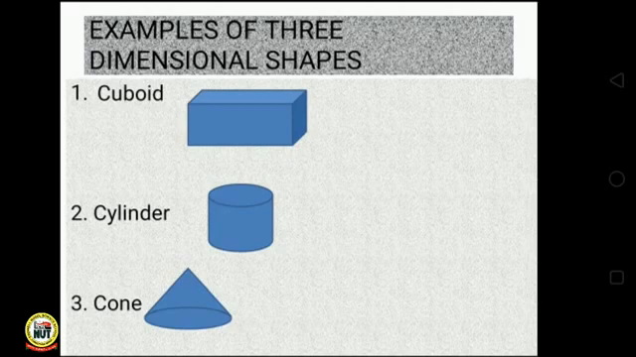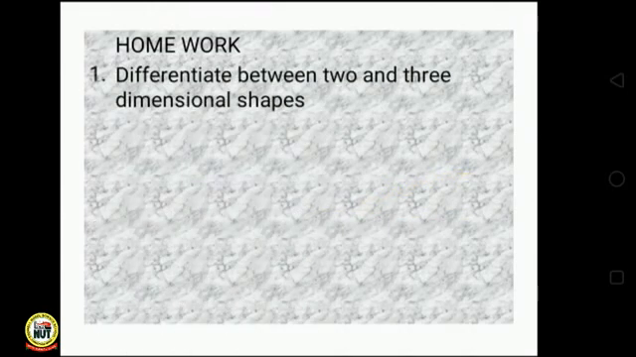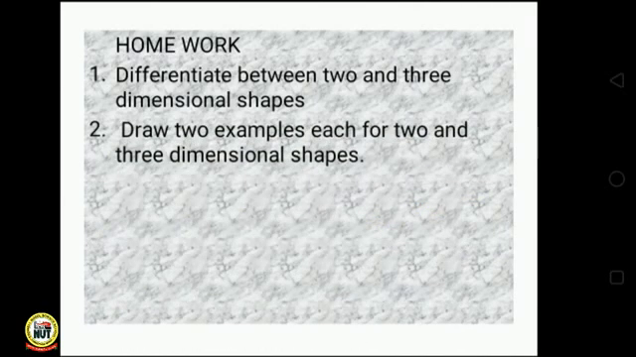Two-dimensional shapes. Now we also discussed three-dimensional shapes, which are shapes that have three dimensions. That is, they have the length, the breadth, and the height. Examples are the keyboard, cylinder, and the cone. Now let's have a homework. One, differentiate between two- and three-dimensional shapes. Two, draw two examples each for two- and three-dimensional shapes.